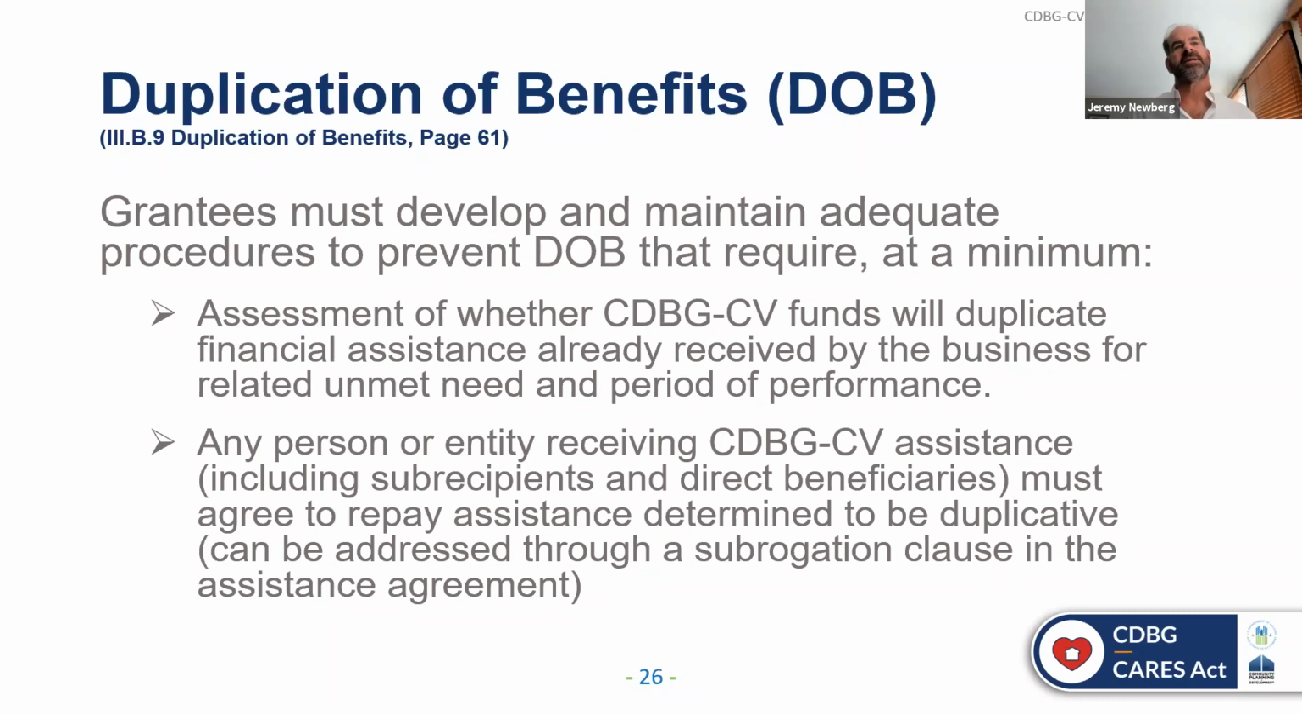Now, if the economic injury disaster loan was for a different purpose, such as to pay for inventory, and your CV working capital loan is to pay for rent and payroll, well, then that's a different use. And it's not a duplicating benefit. But you got to make sure that the business is clear on what they're using other potentially duplicating sources. What is the purpose of other potentially duplicating sources? Next.